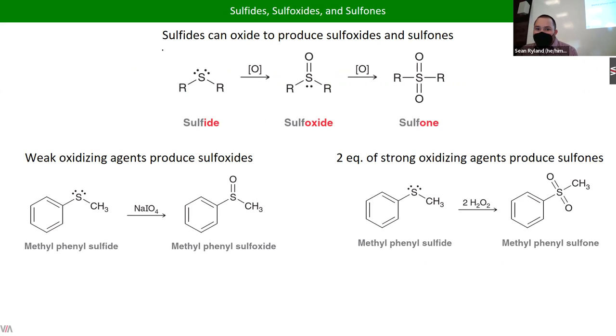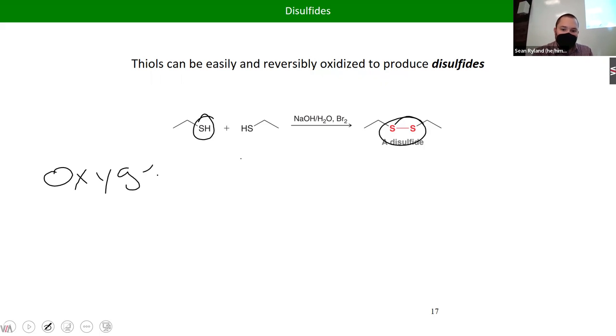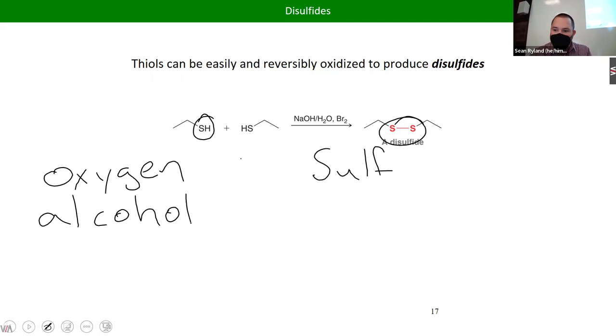All right. So these, let me go back a second. So that's a thiol, that's a disulfide. And I'm missing a slide here showing an ether equivalent with a sulfur instead of an oxygen. So a thiol is when you have a sulfur instead of an oxygen in an alcohol, right? So an alcohol turns into a thiol.